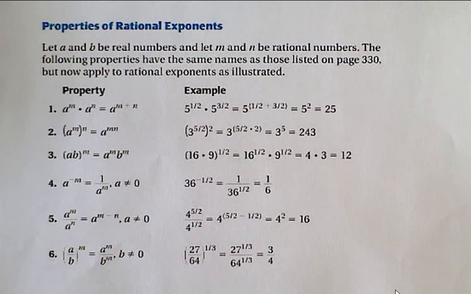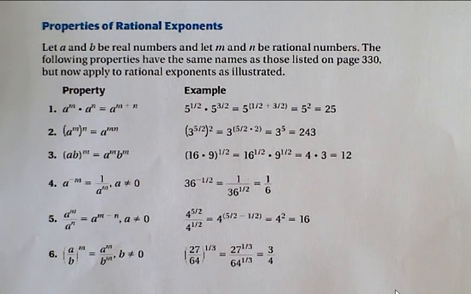And we know that if you take the product, which is the multiplication of two terms with the same base, you can combine them by keeping the base the same, but adding the exponents. So a to the m times a to the n is a to the m plus n. And they've used the example using base 5. The first exponent is 1/2. The second exponent is 3/2.